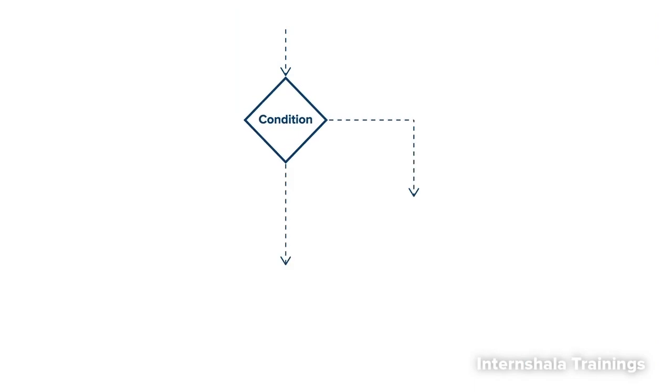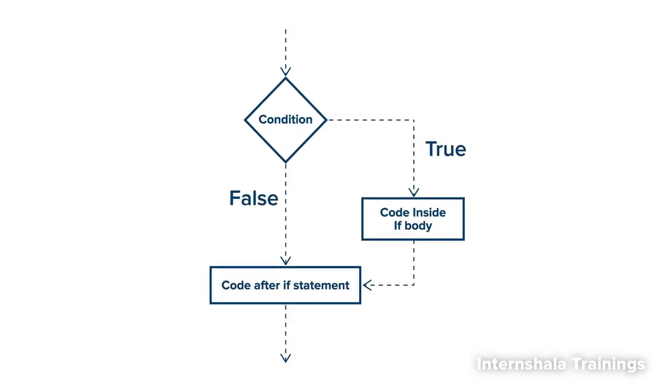The above explanation can also be represented using this flowchart. So, we have the condition here which, when true, will execute the code inside the if body, and when the condition is false, the code after the if statement will execute as such.